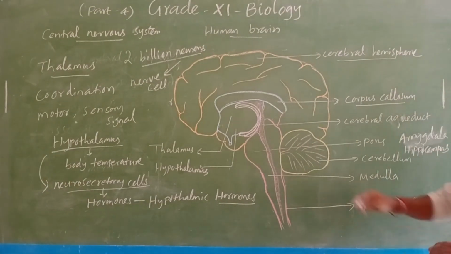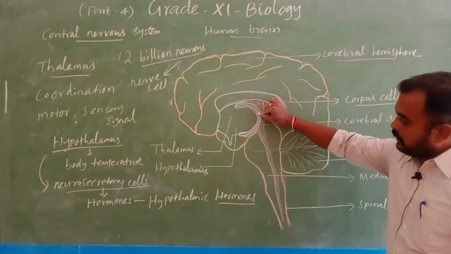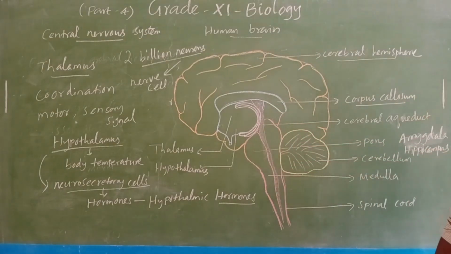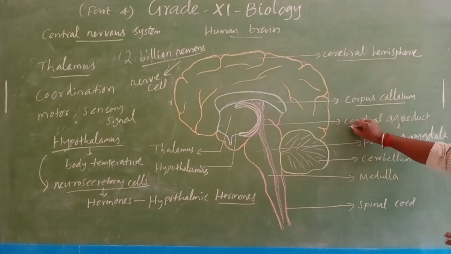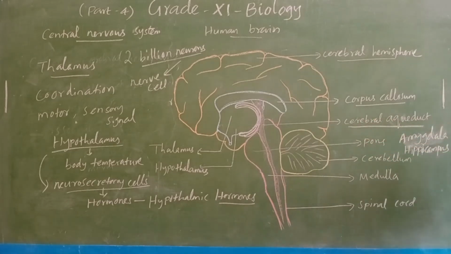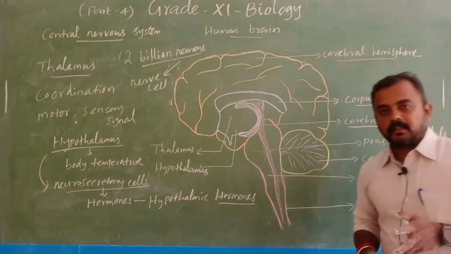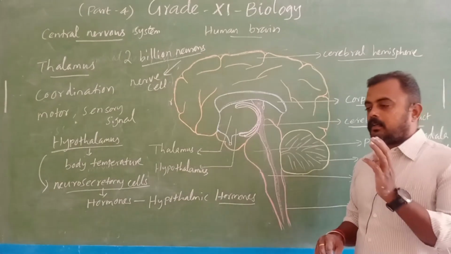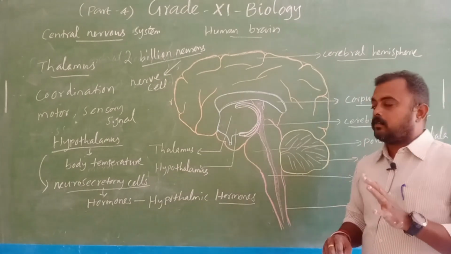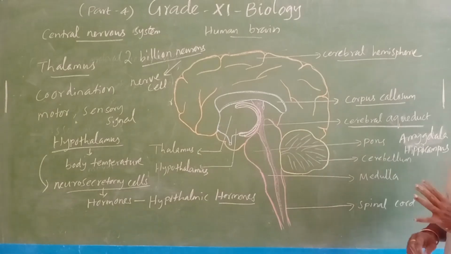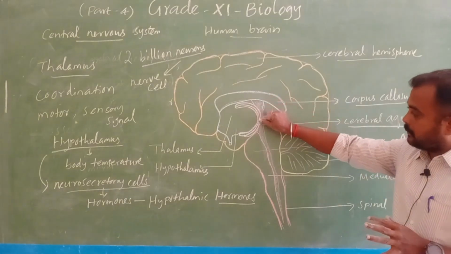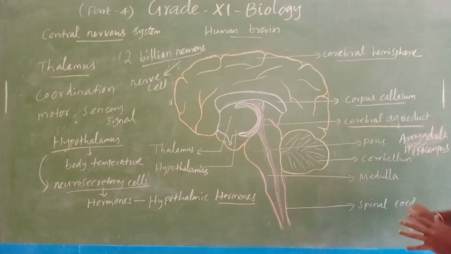Then apart from that, one inner canal is present. That inner canal's name is the cerebral aqueduct. The cerebrospinal fluid, you know, I think. That fluid is very important for protection. Here it is present in the cerebral aqueduct. Okay, right. So the amygdala and hippocampus are present.